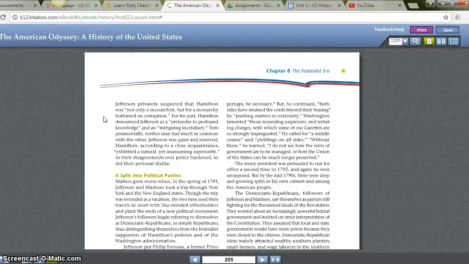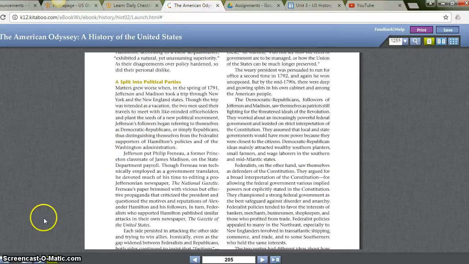Jefferson was quiet and reserved. Hamilton, according to a close acquaintance, exhibited a natural yet unassuming superiority. As their disagreements over policy hardened, so did their personal dislike. A split into political parties.